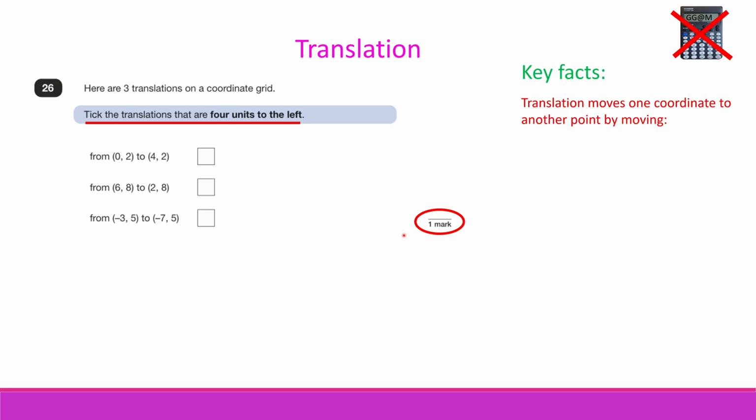Now, the word translation basically moves 1 point or 1 coordinate to another by moving up and down or left and right, and in this case we're only looking at moving left. So you need to look at these initial coordinates and think, if I move it 4 to the left, do I end up with these answers here on the right? If so, give it a tick, and if not, you don't need to tick it.